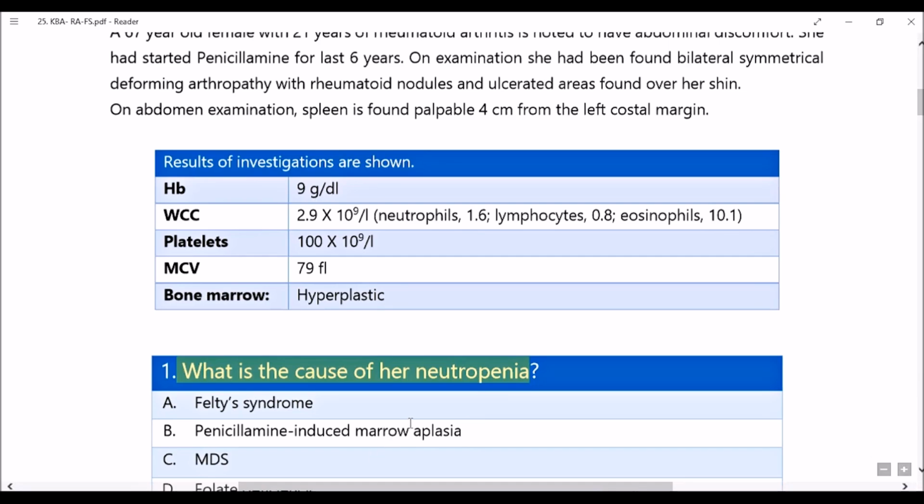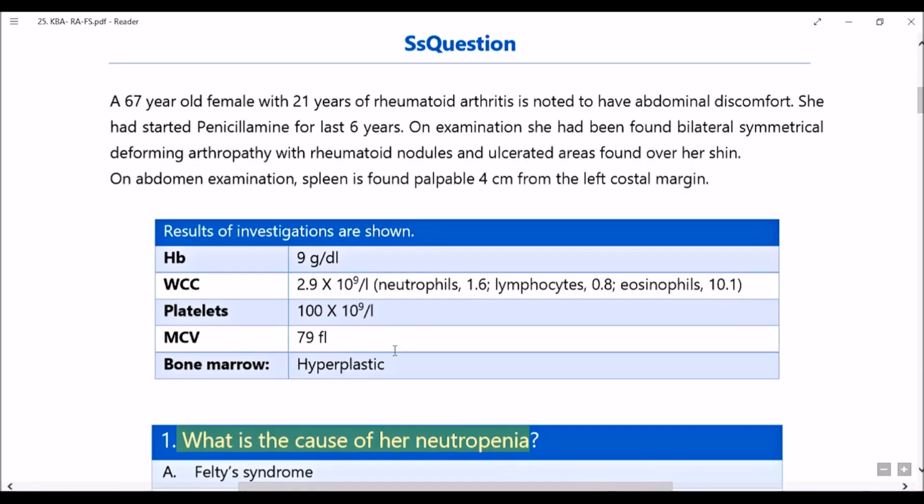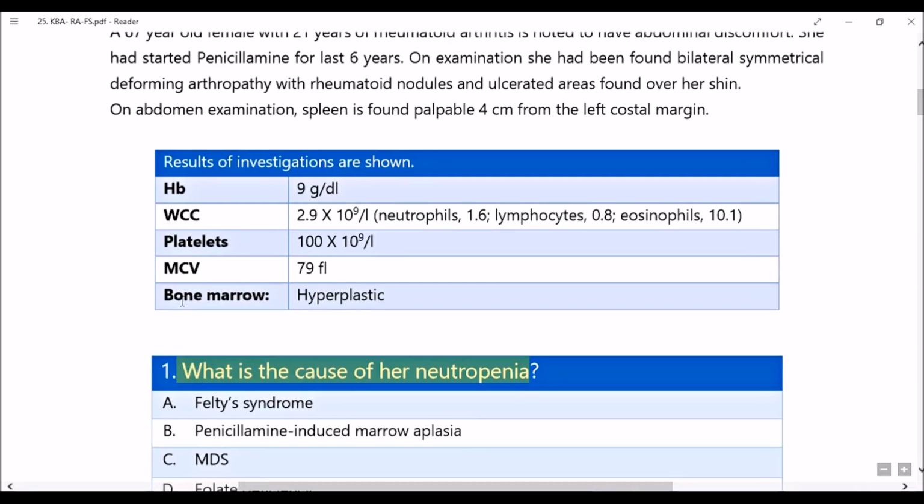Immediately after the third step, the fourth step is the photograph, but the photograph is absent here. Next, the fifth step is the data. Data is the bottom line. Data is very important. Bone marrow is hyperplastic. Hyperplastic bone marrow can be found in Felty syndrome, we learned. And MCV, platelets are low, WBC low, and hemoglobin is low. So pancytopenia, with neutrophils and lymphocytes low and eosinophils high.